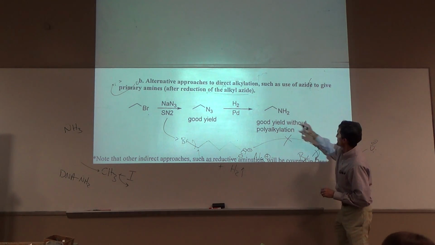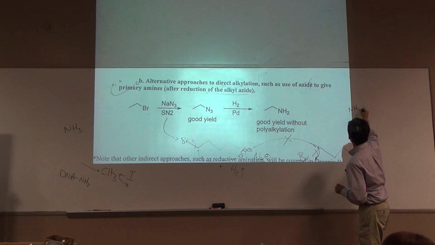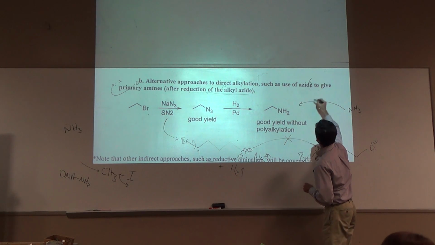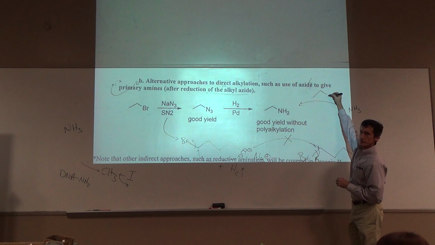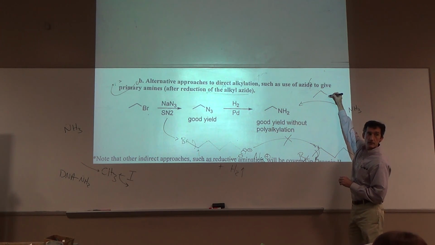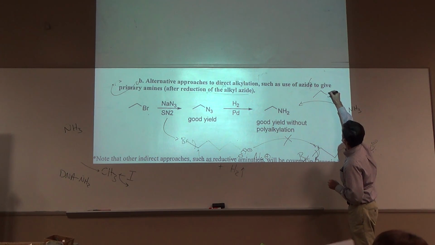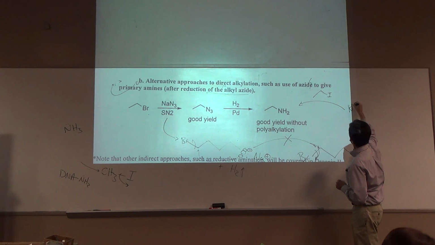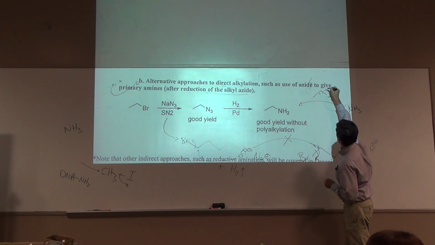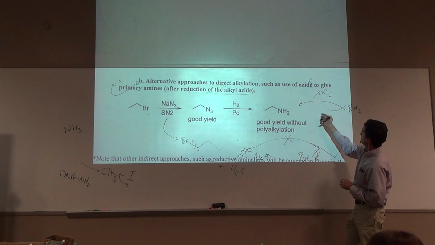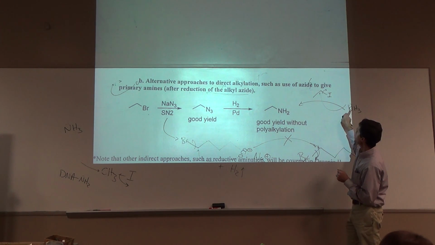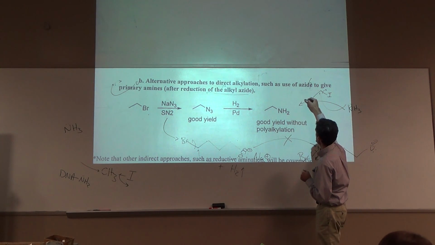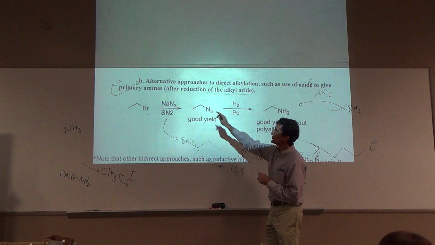To get this alkyl group on nitrogen, we could have reacted ammonia with a carbon with a leaving group. What's your favorite leaving group? Iodine. Kick this off. And then you have to include maybe a base to pick up the HI. But that's a direct alkylation. Like I just told you, that can be problematic. Here's an indirect route.